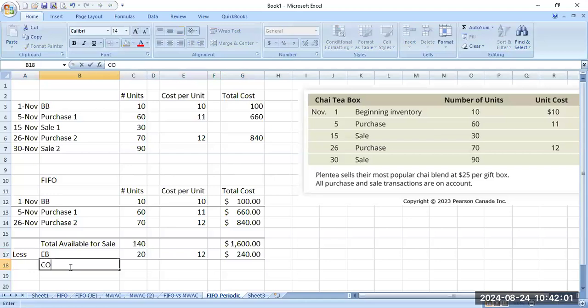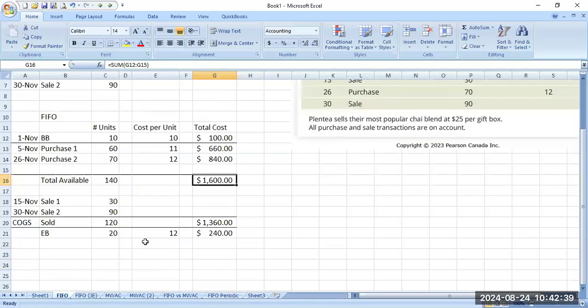Once we have the ending balance, we can calculate the cost of goods sold. Since we sold 120 units, 30 plus 90, our cost of goods sold is equal to goods available for sale minus ending balance, or 1,360. Now, as you can see, there's no difference for the ending balance and cost of goods sold under the periodic system and the perpetual system. Ending balance and cost of goods sold are exactly the same.